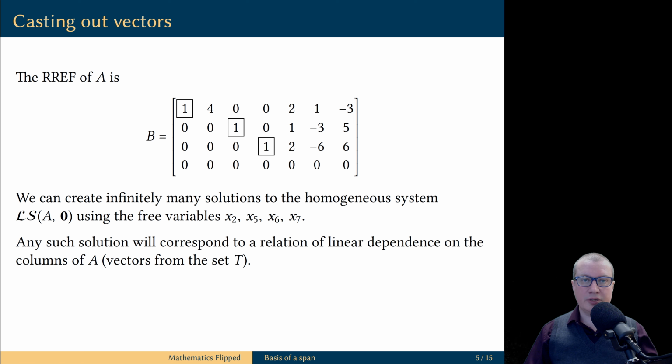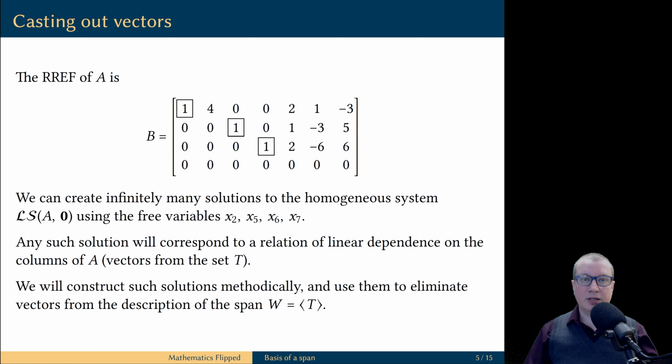Any of the infinitely many solutions of the homogeneous linear system is going to produce a relation of linear dependence on the columns of the coefficient matrix. But we will construct some specific solutions in a very careful and systematic fashion. Then we will use these solutions to eliminate vectors from the description of the span. Let's get to this. Here is a quick preview how we are going to accomplish this. What we are going to do is assign a value of 1 to one of the free variables and the value of 0 to all the other free variables. There are 4 free variables, so we will go through this procedure 4 times.